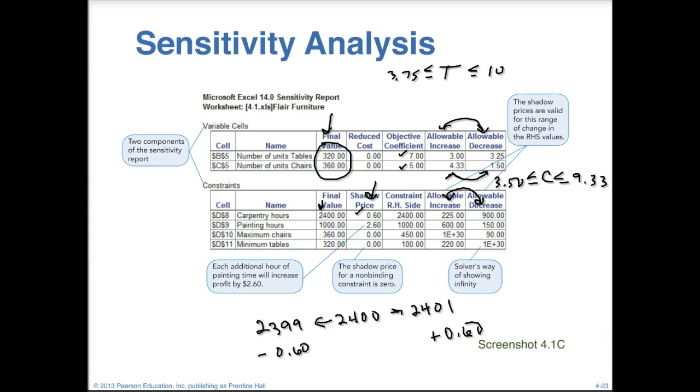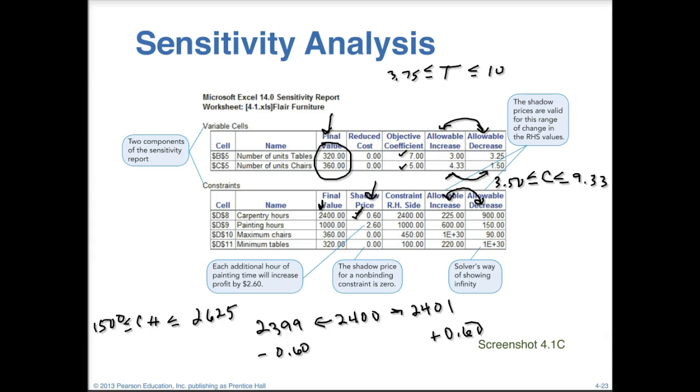So, of course, for the carpentry hours, I'll just say CH for that. On the high end, I can't increase any more than 225 hours. So that would be 2,625 hours on the high end. On the low end, I can't go any lower than 900 hours below 2,400. Okay? So that would be 1,500 hours here. So as long as we stay within 1,500 hours to 2,625 hours, then this shadow price here is valid.